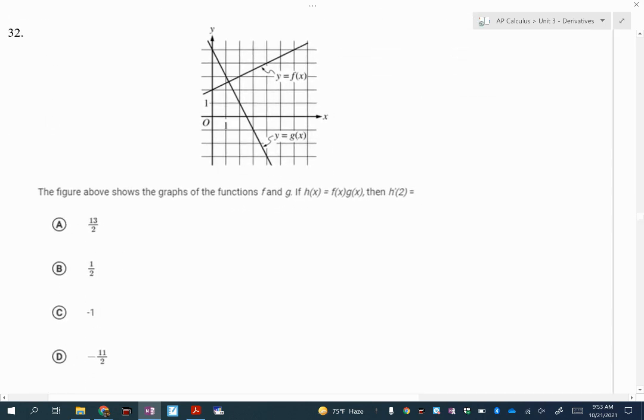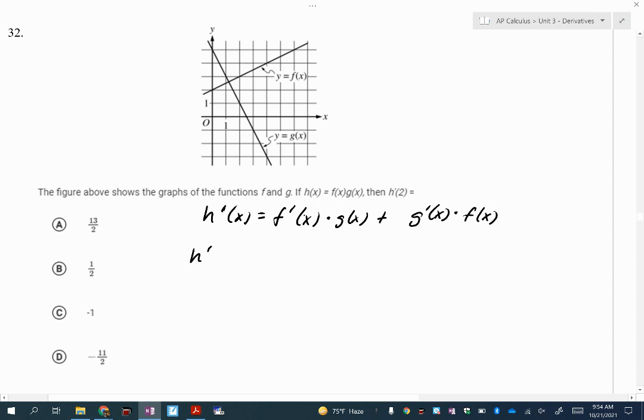All right, so 32 gives us these two lines, and we're trying to evaluate h prime of x when x is 2. And again, like a couple that we've already done in this part, h of x is the product of two functions. So let's find the derivative of h of x. Remember, using your formula sheet, you get f prime of x times g of x plus g prime of x times f of x.